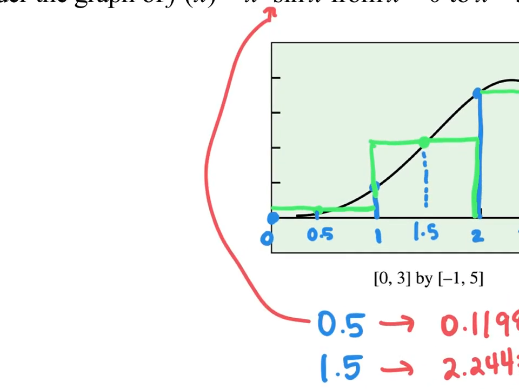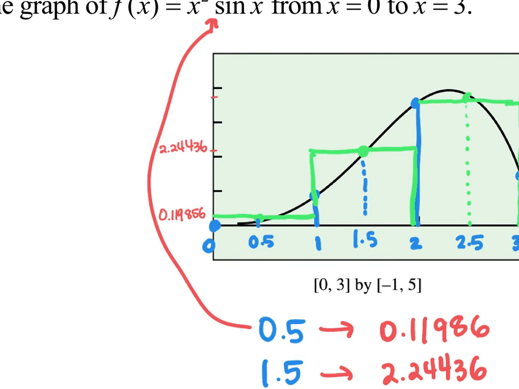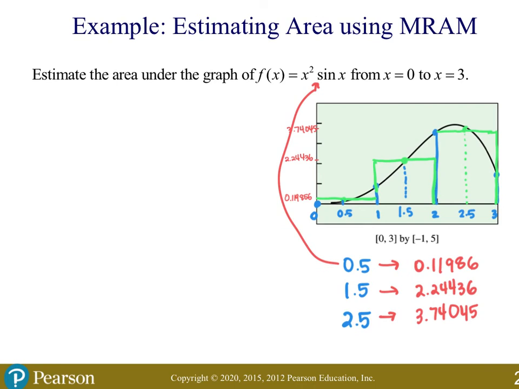Okay, so this one was 0.119856. This height right here was 2.24436. And then our tallest rectangle, right about here, was 3.74045. Okay, those are the heights. So let's find our 3 rectangles.